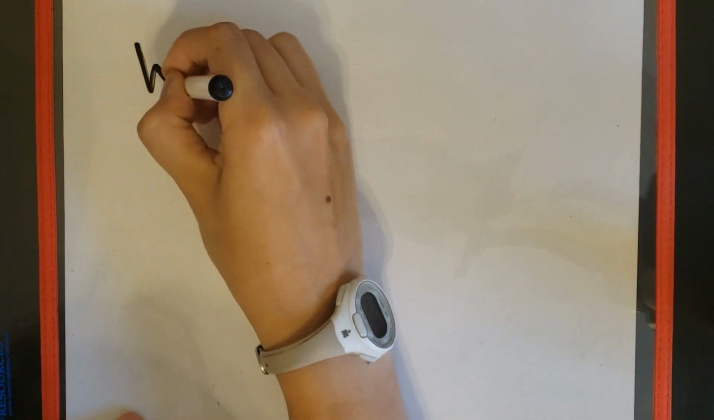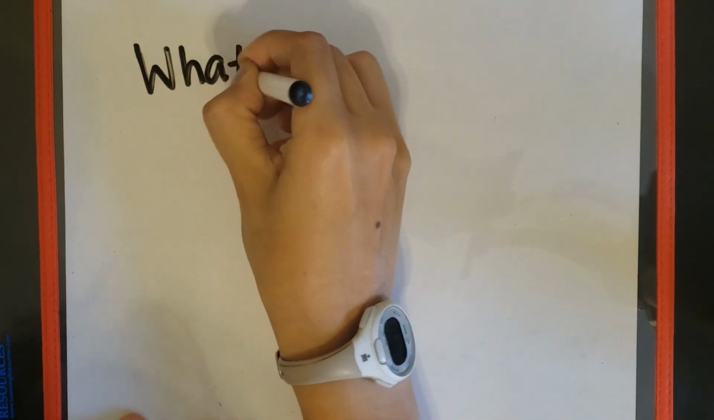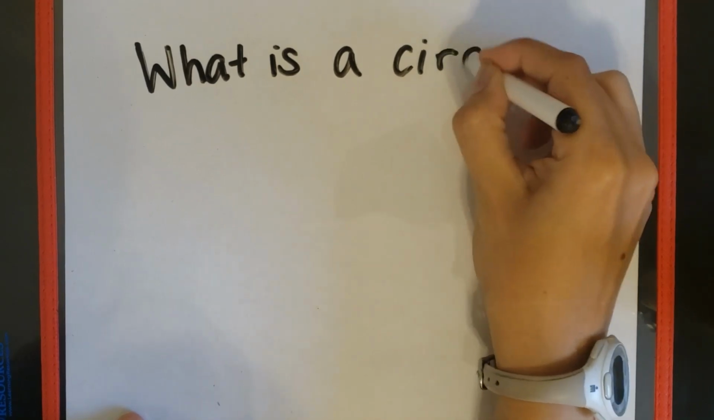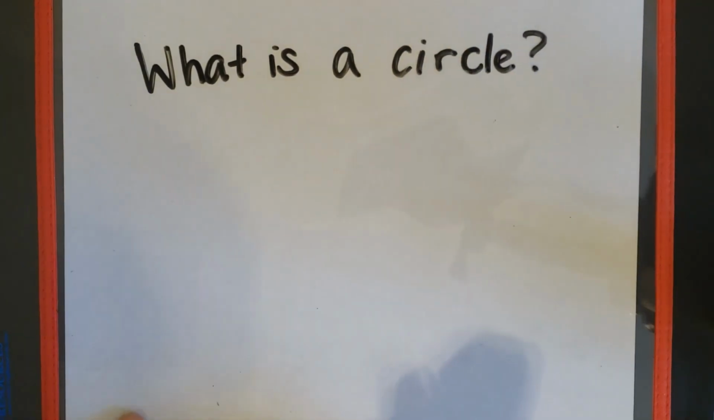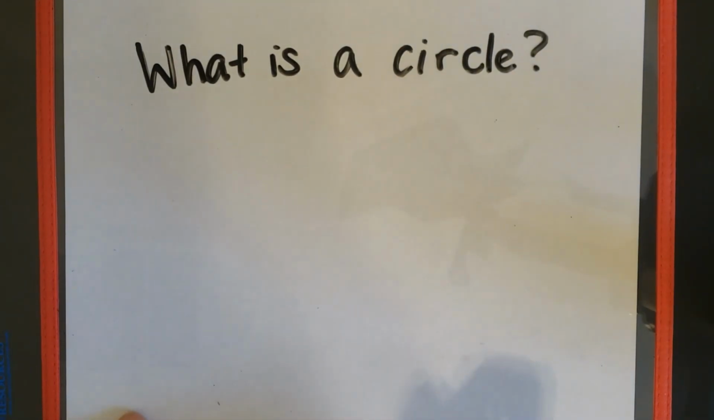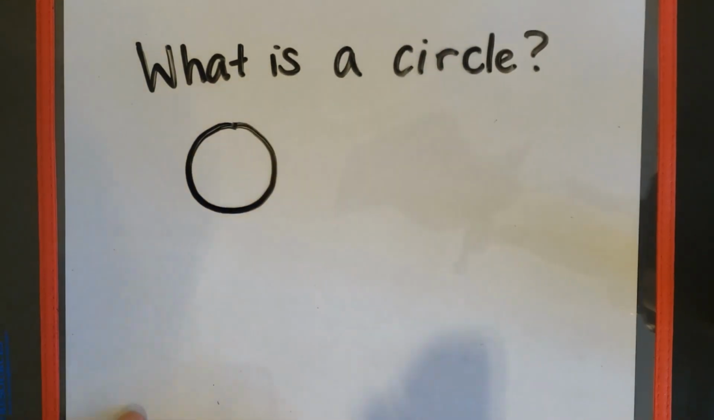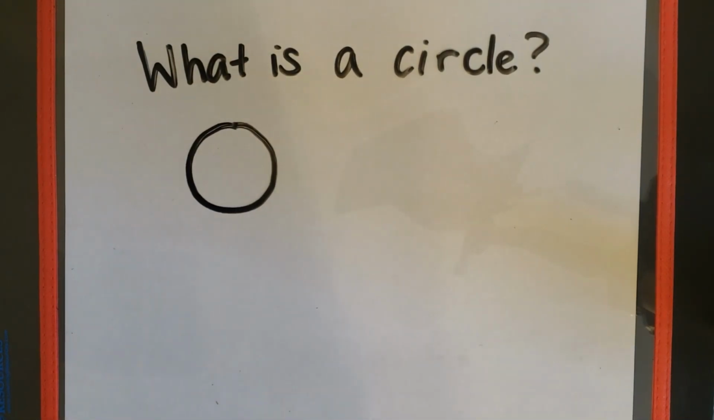Okay, so today we're going to start by thinking about what is a circle. Now I know you can all imagine a circle in your head. You know that it's something that looks like this. However, what is the actual definition of a circle?